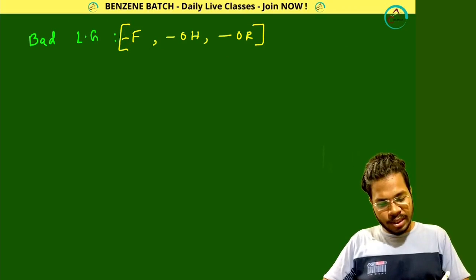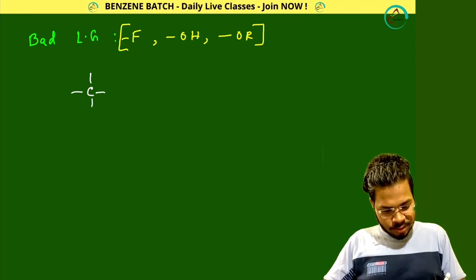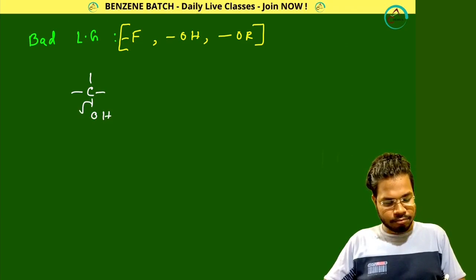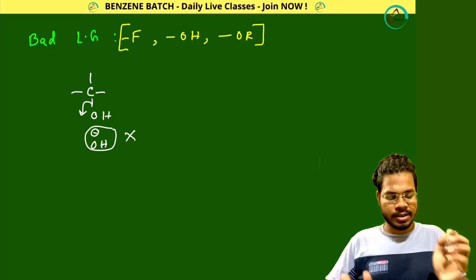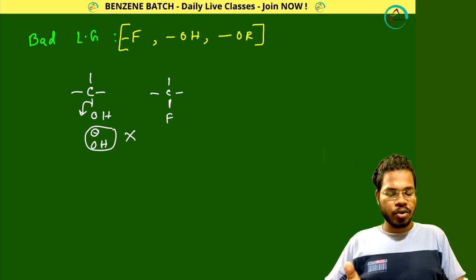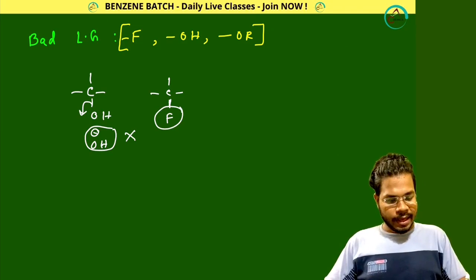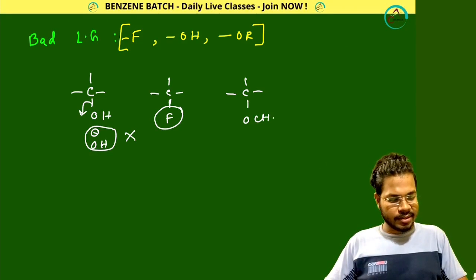That means suppose with the carbon atom you are having OH group. What you are getting? OH minus. It's not stable. Bad leaving group, not stable. Similarly, you are having F. See, you already know 2p-2p overlapping. It will not leave easily. Then if I am talking about OR, that means OCH3, so OCH3 minus, it's not very stable.